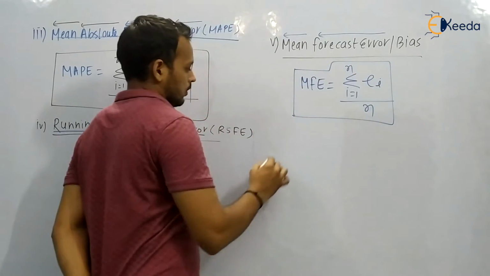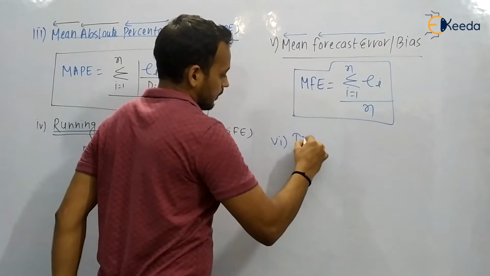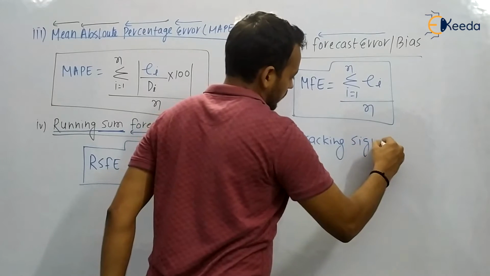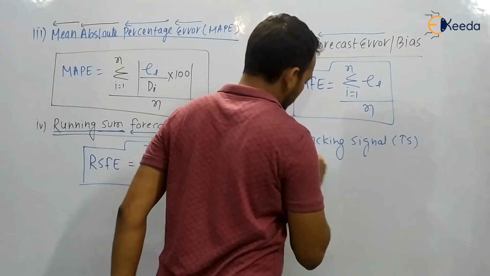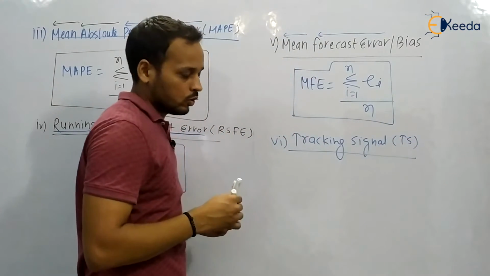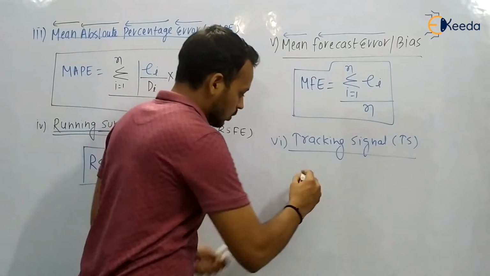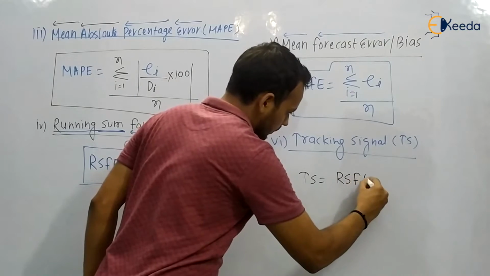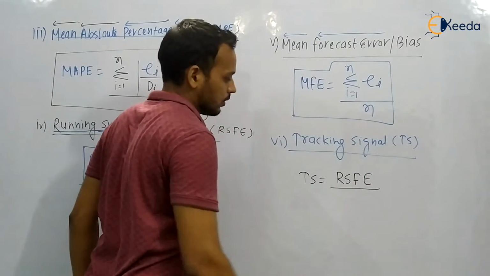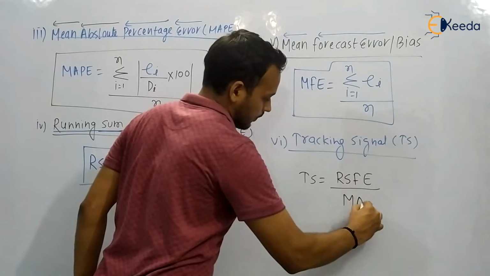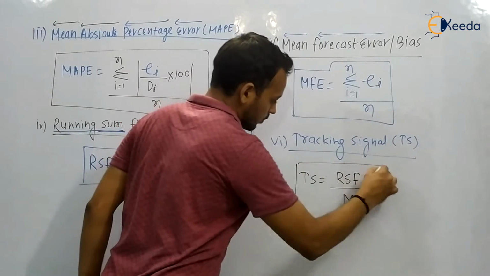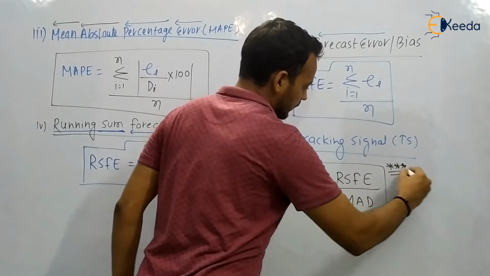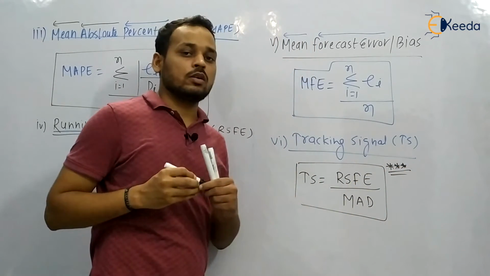The last one is tracking signal. You just look at the name, you cannot spell it backward. What is signal? We don't know. So it is basically the ratio of running sum forecast error upon MAD. So this tracking signal formula should be remembered. It is the ratio of RSFE upon MAD.